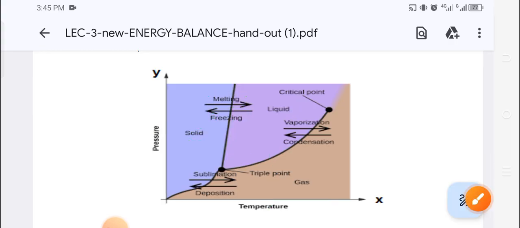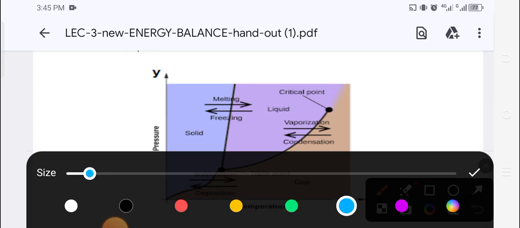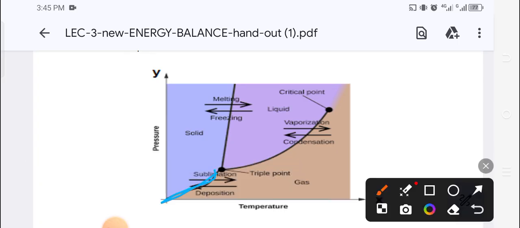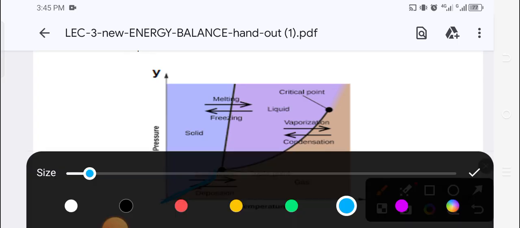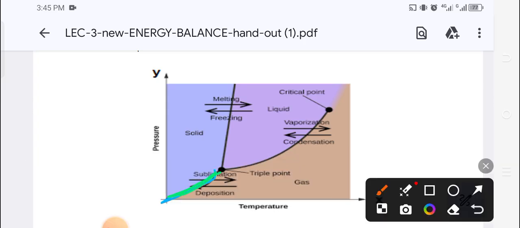Now, another boundary would be on this side. Dito naman daw sa baba. Okay, so dito naman sa baba, this is also known as the sublimation curve. So from solid to gas naman daw yan. Or deposition curve from gas to solid.